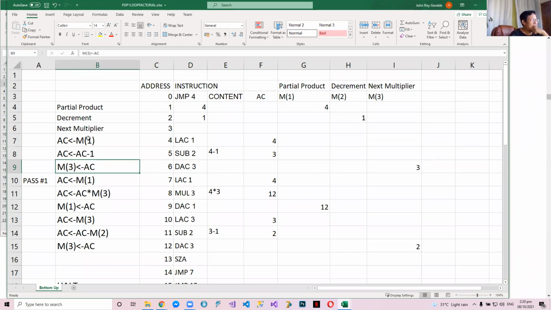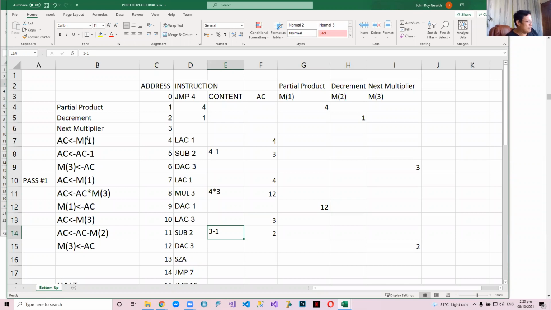Do you follow? Okay, and then we load accumulator LAC 1. So load m of 1, this is 4. And then we mul 3. 4 times 3, this becomes 12. We DAC 1, which means the deposit. The DAC means deposit. No? This becomes 12. And then we have the partial product. We compute for the next multiplier. We load accumulator. This becomes 3. From DAC 3, no? Accumulator receives m of 3. And then we say sub 2.